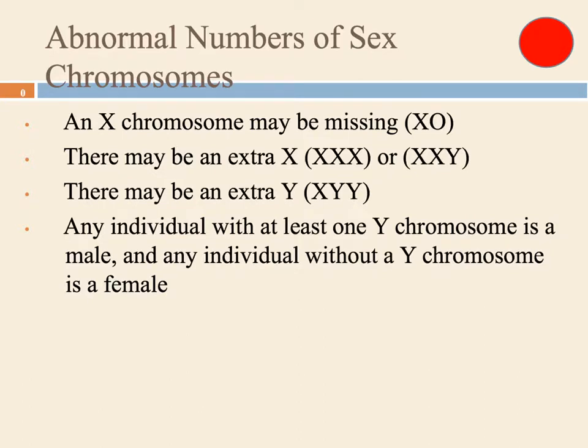So, abnormal numbers of sex chromosomes. Turner syndrome means that you are missing your second sex chromosome. So the individual will be what we refer to as XO. You can have extra X's or you can have extra Y's.